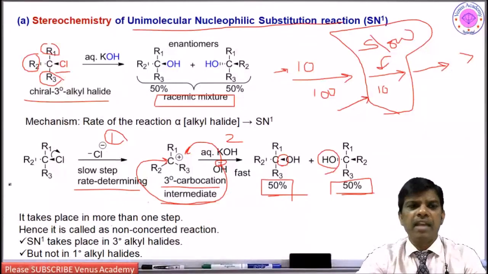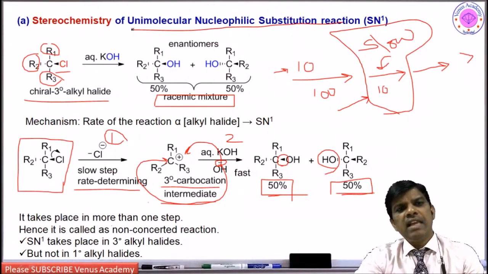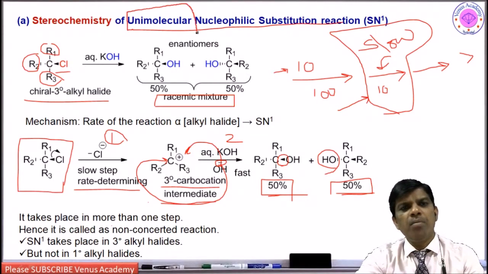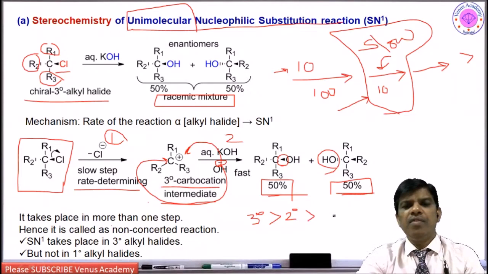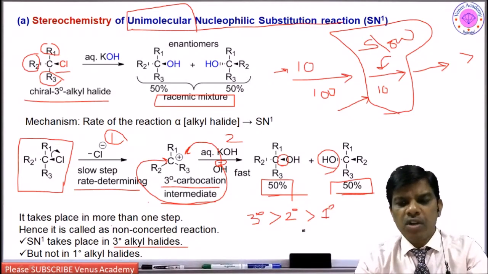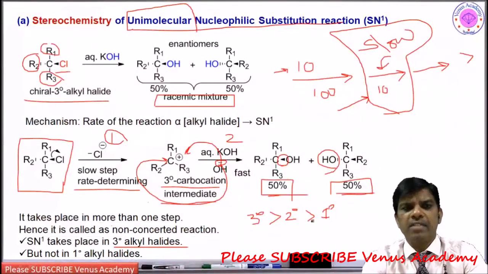In a similar manner, S stands for substitution, N stands for nucleophilic. Unimolecular means the reaction rate depends on one molecule, so it is unimolecular. That is why SN1. It usually takes place in tertiary alkyl halides and to some extent secondary, and for primary you will usually find SN2 type reactions. This is all about SN1 type reactions. So what is this racemic mixture? I am going to explain.